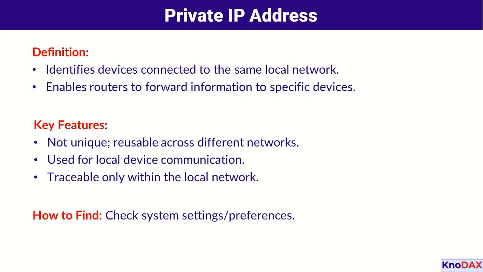To locate a device's private IP address, simply check the system's settings or preferences. The exact steps may vary depending on your operating system, but it's typically found under network or connection settings. Understanding private IP addresses is foundational for networking, especially in setting up secure and efficient local communication.